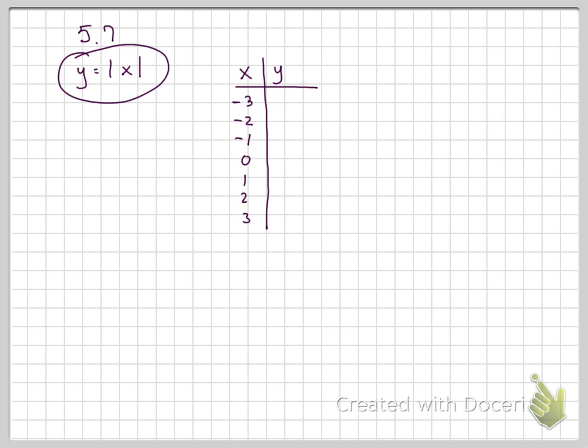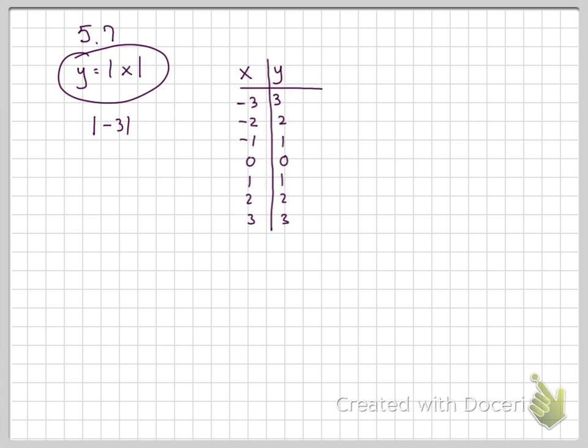So in absolute value of x, we know that the absolute value, being a distance, means that distance is never negative. So if we put a -3 inside an absolute value set, that it will give us back a +3. Likewise, we can fill in this table in about 1 second, okay? Now we're going to learn what that graph looks like, okay?